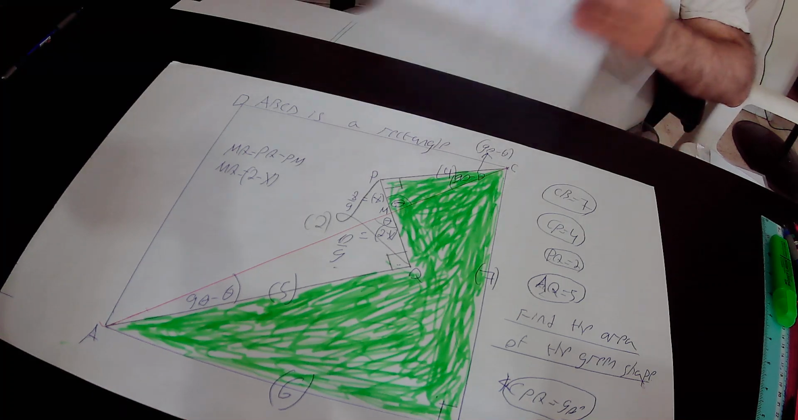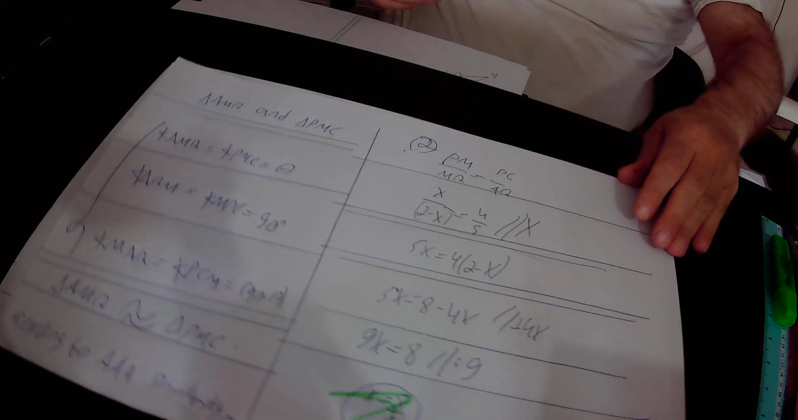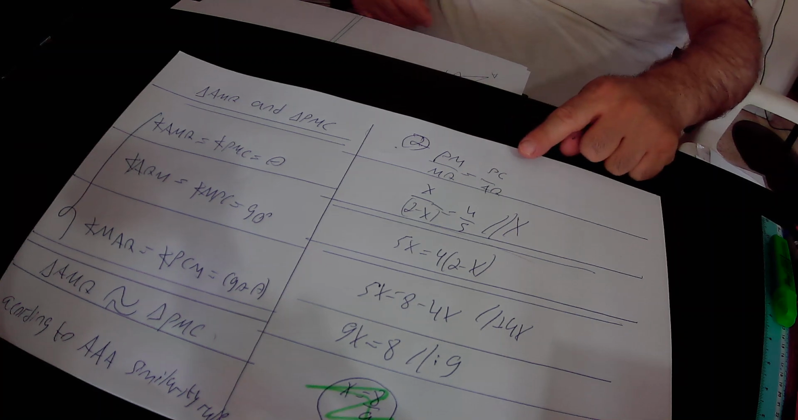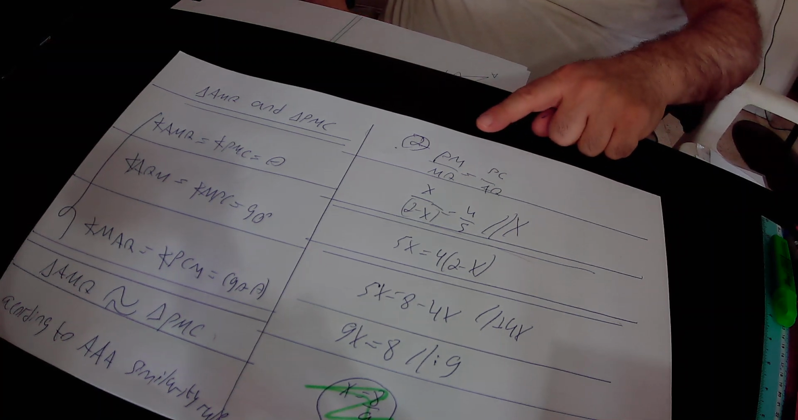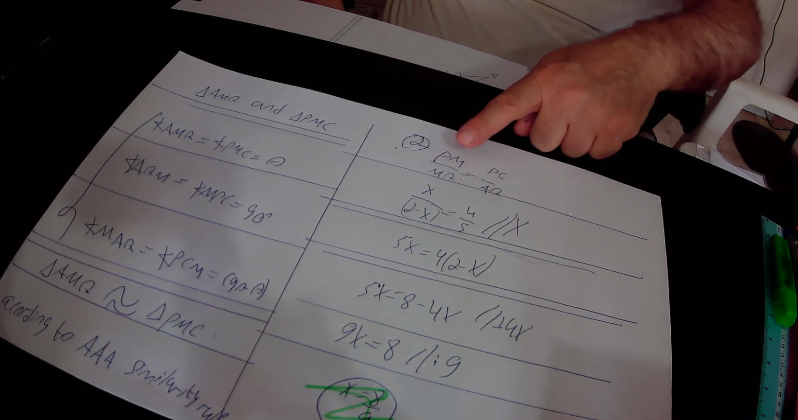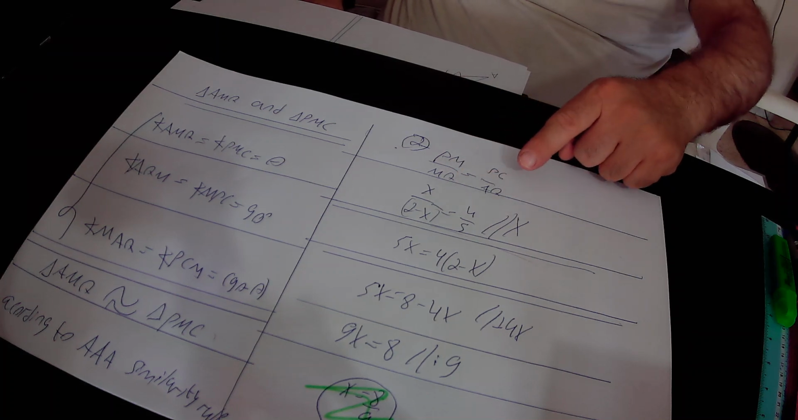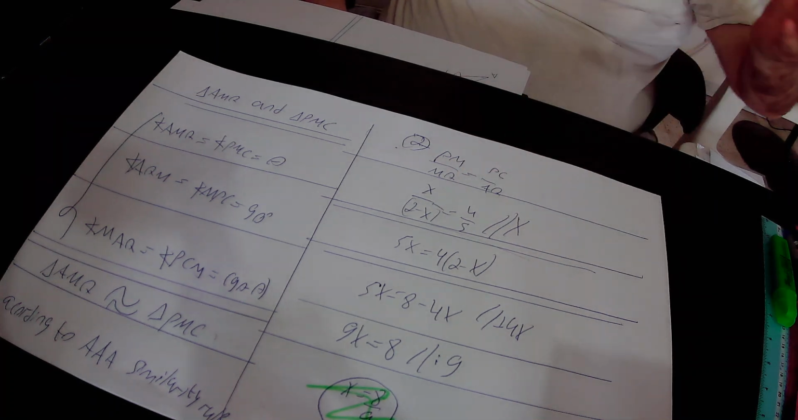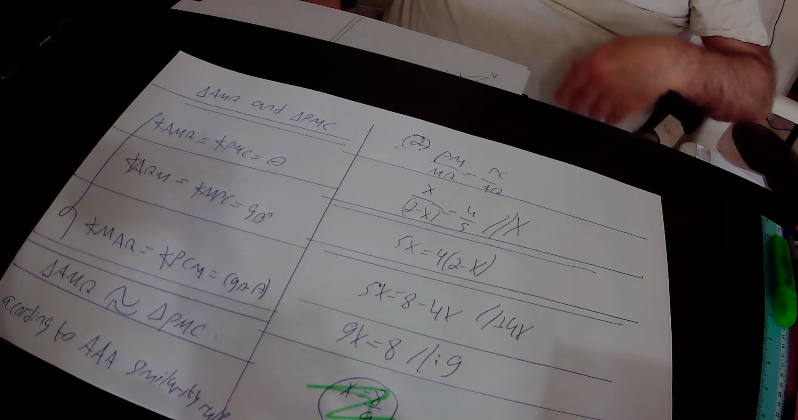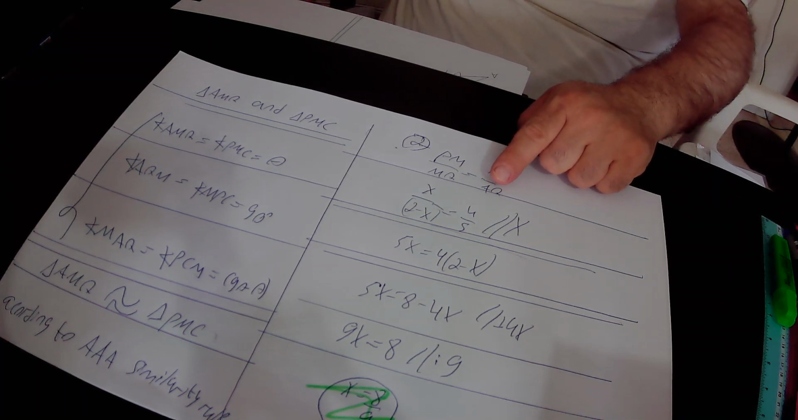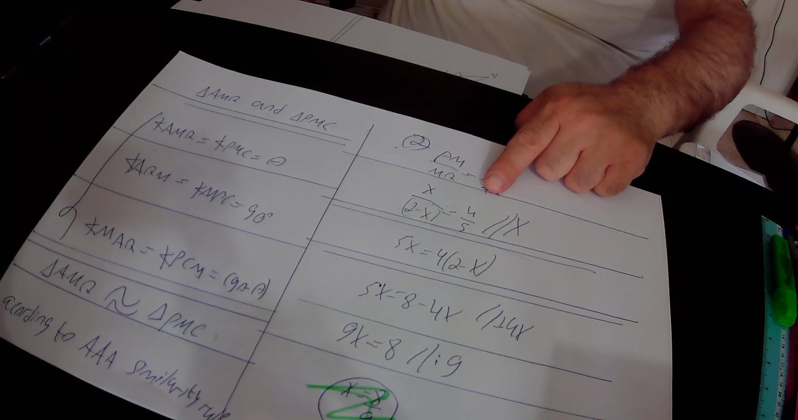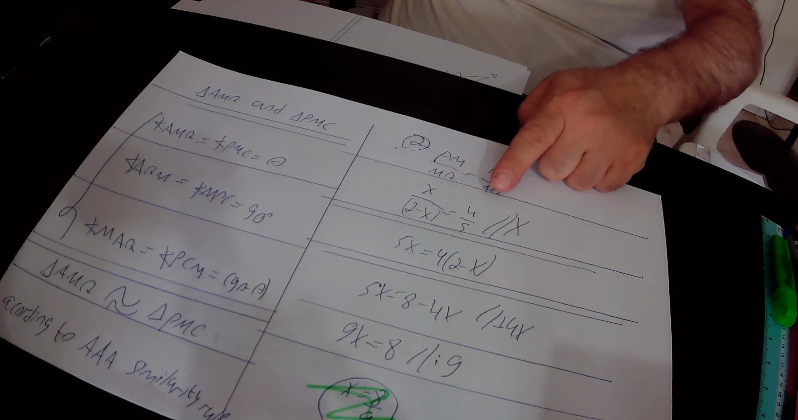Again, we derive that PM over MQ equals PC over AQ. PM is X, MQ is 2 minus X, PC is 4, and AQ is 5. So in total we found that X over 2 minus X equals 4/5. Here we cross-multiplied this equation, and found that 5x equals 4 times 2 minus x.